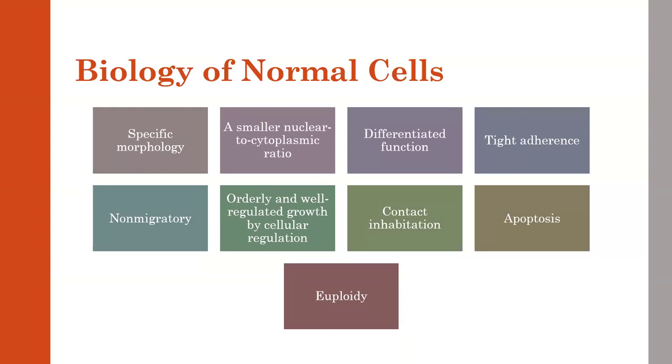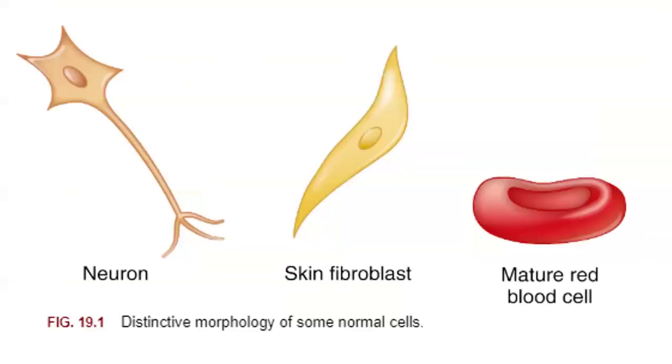Apoptosis is programmed cellular death, and euploidy we just talked about. So this is some distinctive morphology of some normal cells. Cells can look different depending upon what their job function is. And remember, red blood cells have a lifespan of 120 days before apoptosis happens.